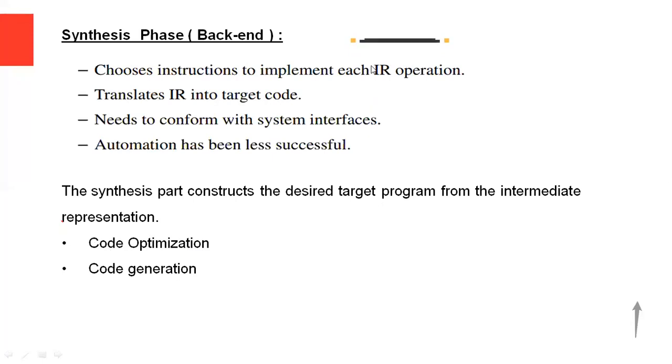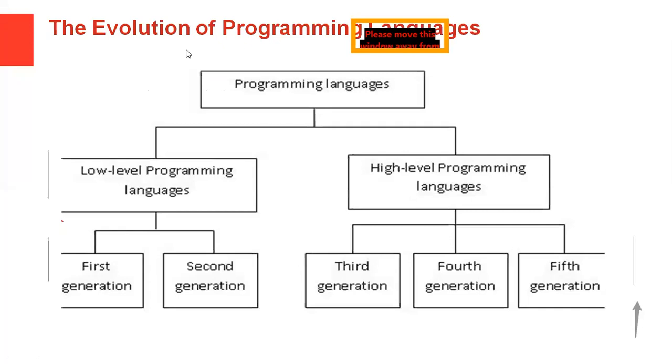Okay, so next one is the evaluation of programming languages. Here the programming languages are of two types. The first one is the low level programming languages, and the second one is the high level programming languages.